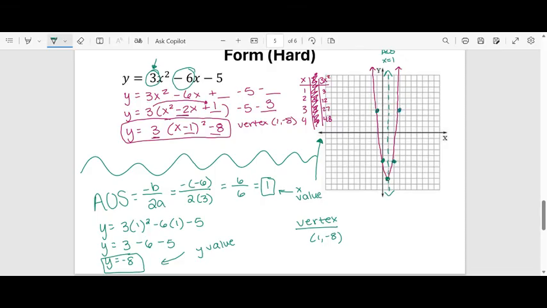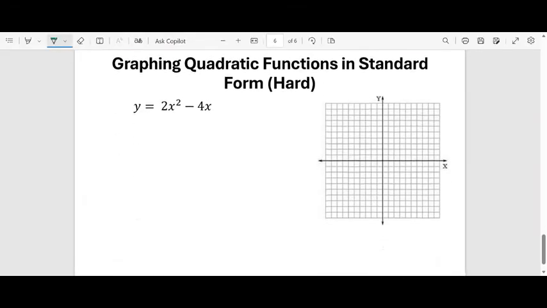Again, that movement is off of my vertex. Okay, those are the main hard ones. Now I've included one more just to show you that you can use this axis of symmetry equation in different contexts. So let's go ahead and look at it. This one looks a little bit different because it's missing the c value on the end.